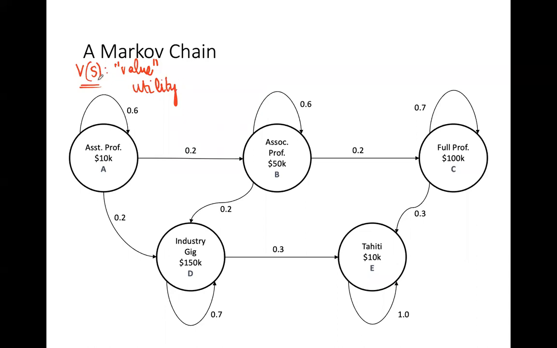Couple of questions in the chat. Is the self-coupling probability always higher? No, the numbers are just made up. I just picked things out of a hat. So you may not even necessarily have self loops. That's really just a function of the domain you're working in.